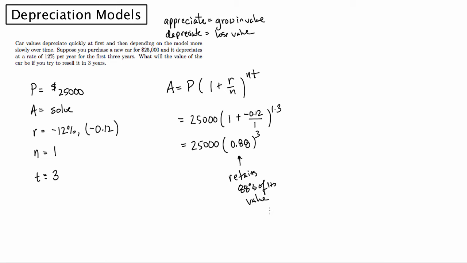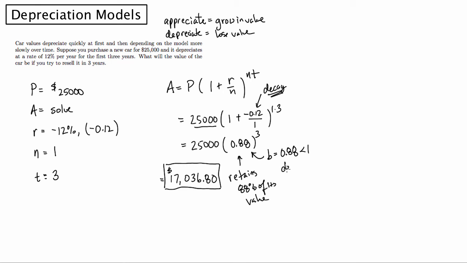So plugging this into a calculator, what you would wind up with here is $17,036.80. So notice that this is the first case where we've actually had a future value that was smaller than our present value of 25,000, and that's because the rate is negative. This is a decay, and you can see that the common ratio, or the growth rate of the exponential, is 0.88. We look at how that is less than 1, that also implies decay. So everything here implies that we're getting a decrease in the size of this particular problem.